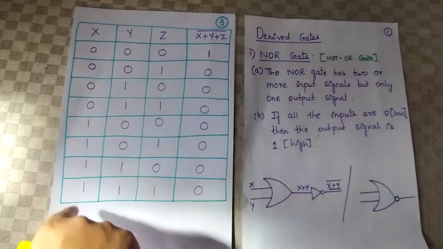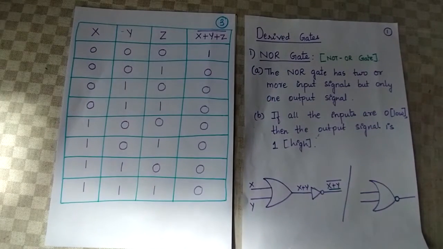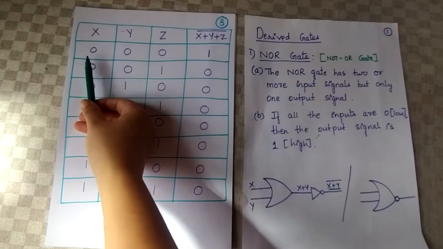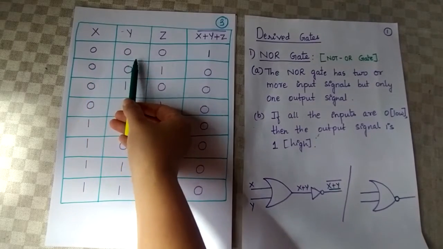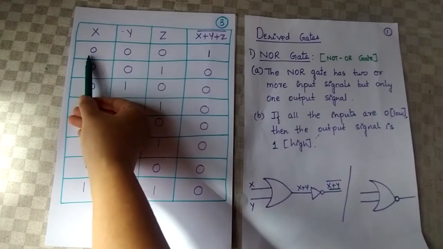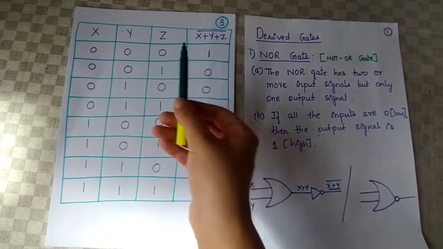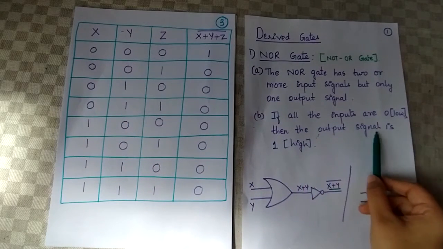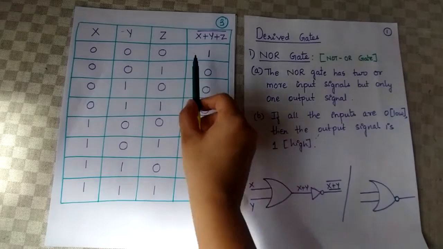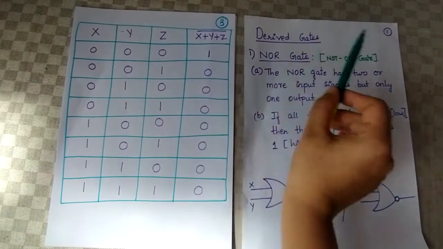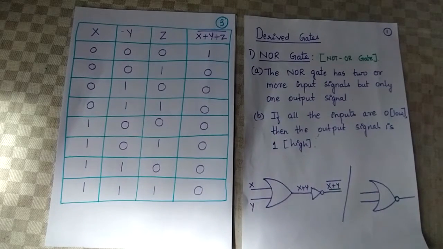So here are the 8 combinations. Let's check the output. The first one, 0, 0, 0. Here all the 3 inputs are zeros. So if all the inputs are zeros, then the output is 1. So the result is 1, and in all the other cases the output is going to be zeros.